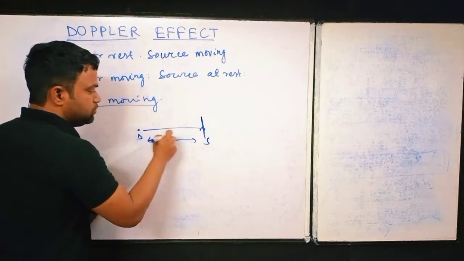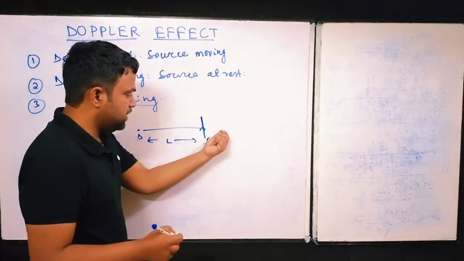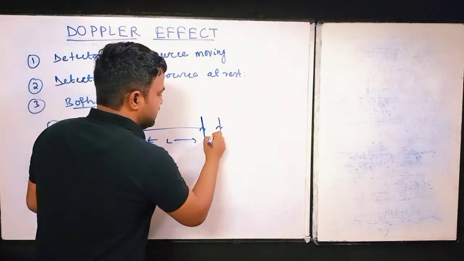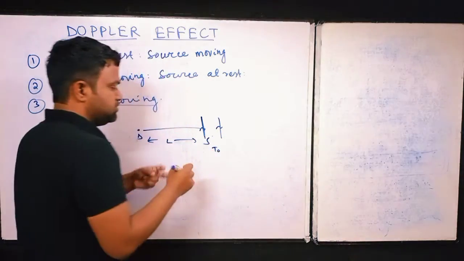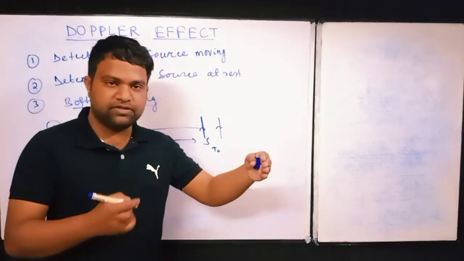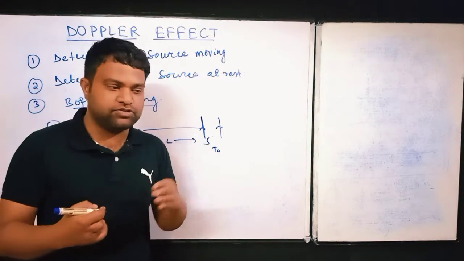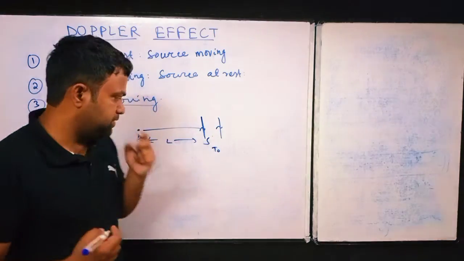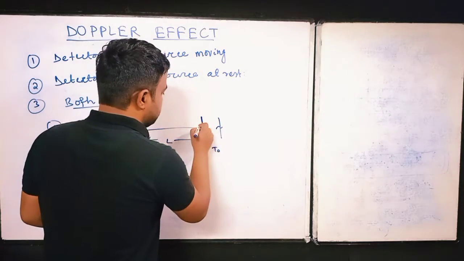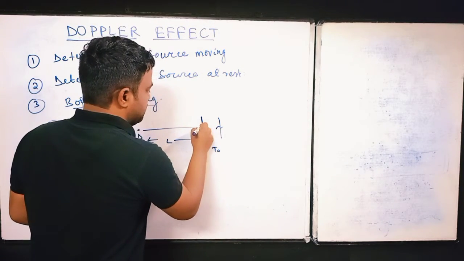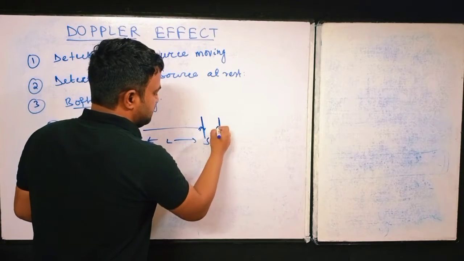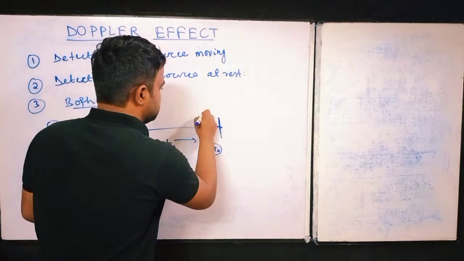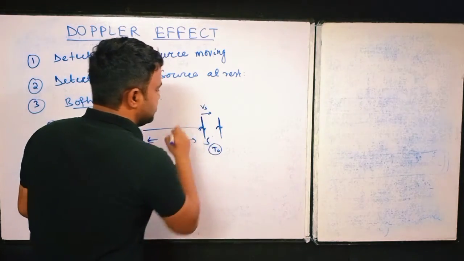The source is moving, and it will produce the next pulse after the time period T0, because one compression, then rarefaction will come, then again compression. So from compression to compression, one complete wave, means one time period. So let's say the next compression comes up here, after the time period T0, and the source is moving to the right with a speed Vs.